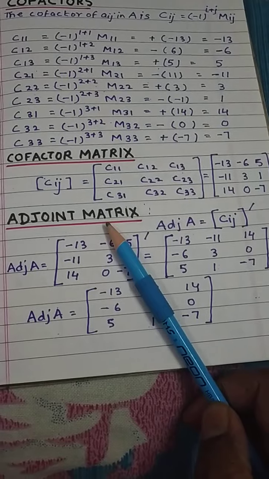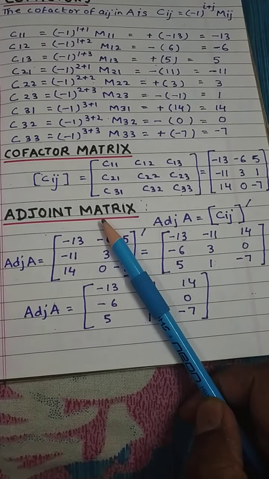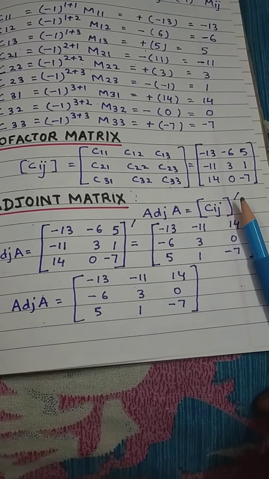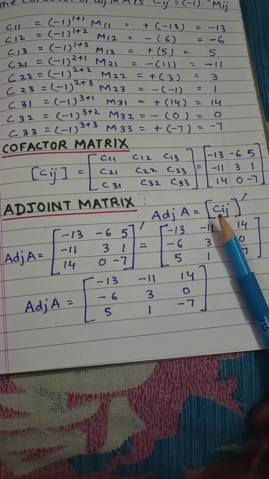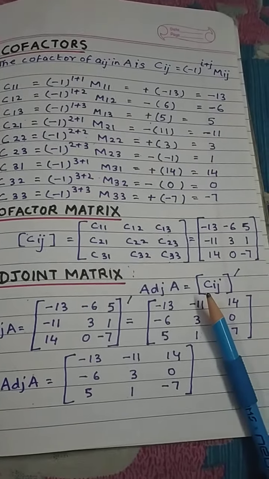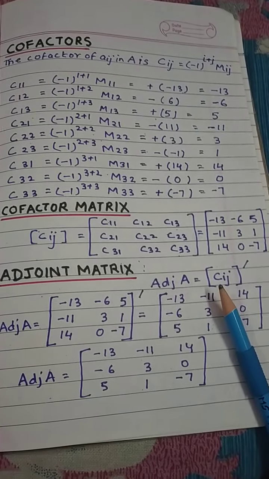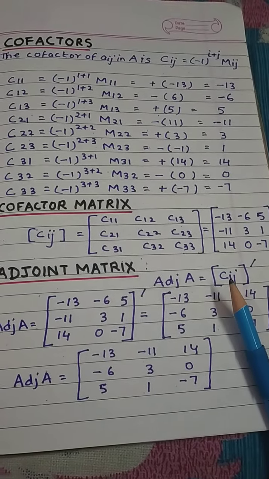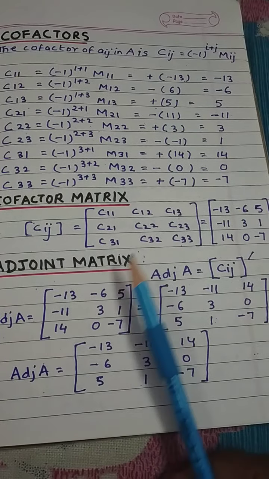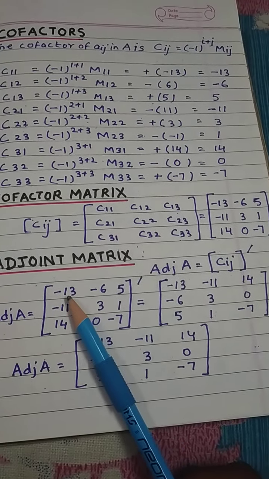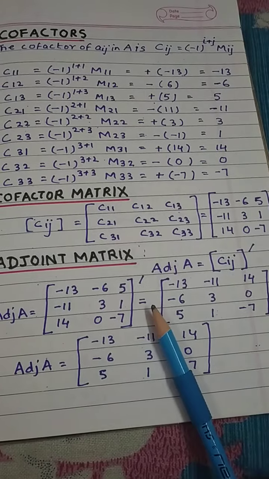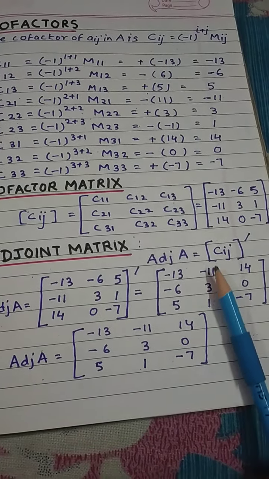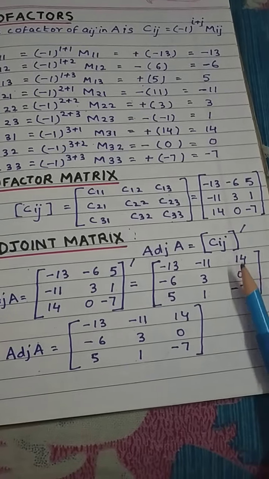The next thing we need to find out is the adjoint matrix. Adjoint matrix is the transpose of the cofactor matrix. We have discussed previously what the meaning of transpose is. Transpose means to change rows into columns. Adjoint of A is the same cofactor matrix with a dash. The first row is becoming the first column, second row, second column, third row, third column.